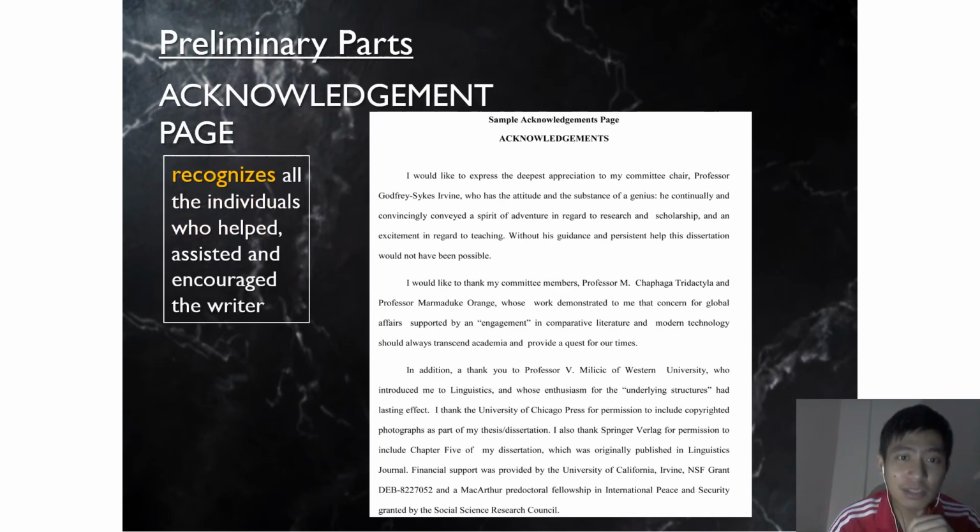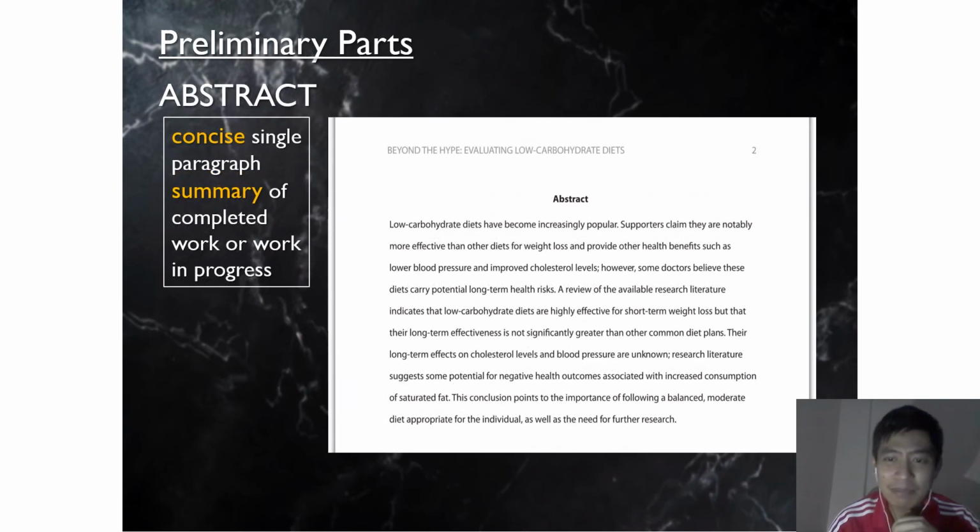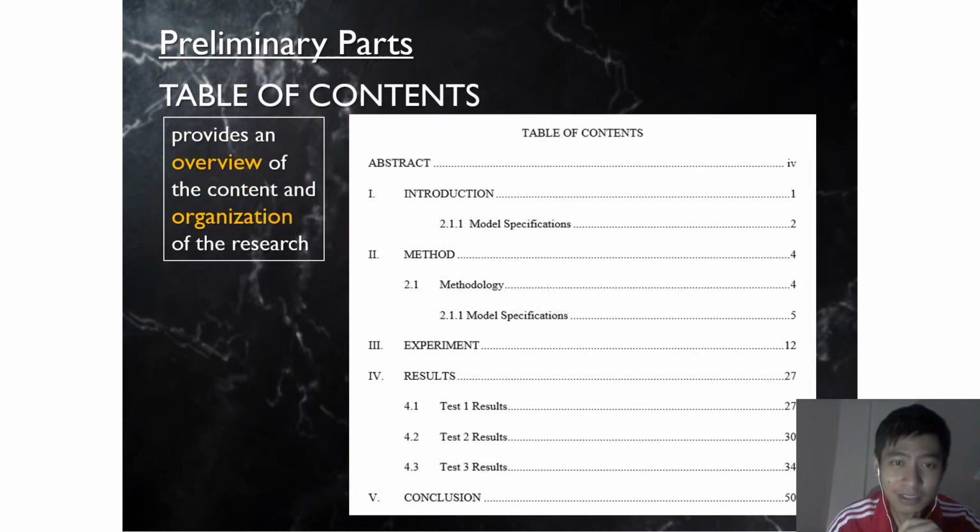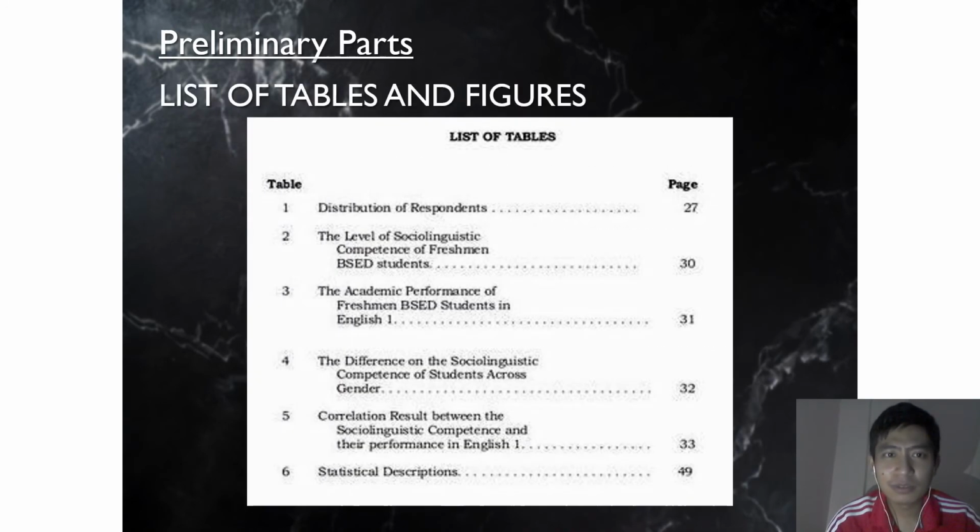So we have the acknowledgement page. Recognize all the individuals who helped, assisted, and encouraged the writer or the researcher. We have the abstract, a concise single paragraph summary of completed work or work in progress. We have the table of contents, an overview of the content and organization of the research. And also the list of tables and figures.